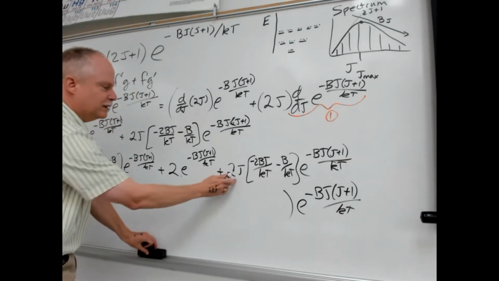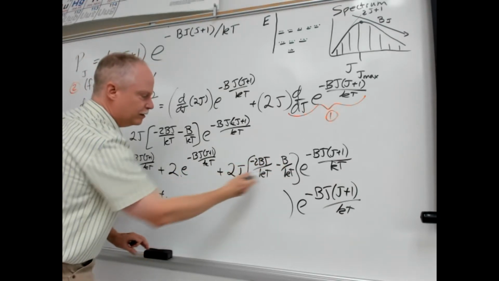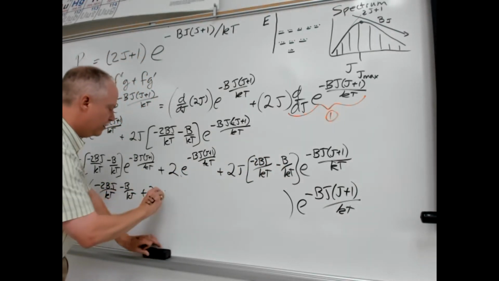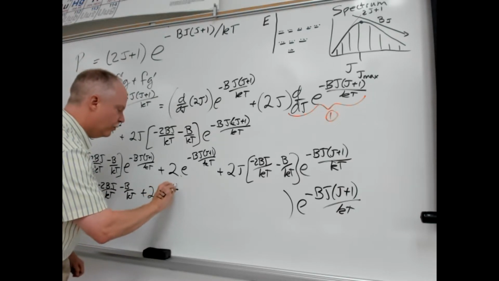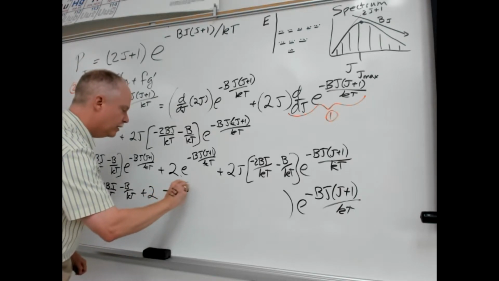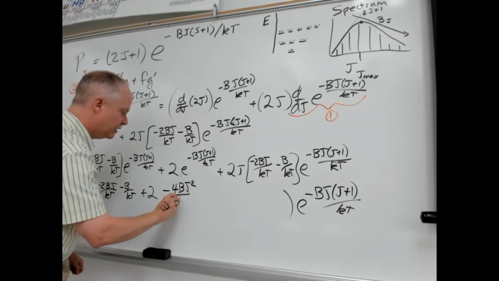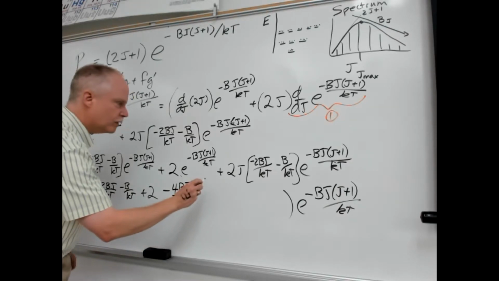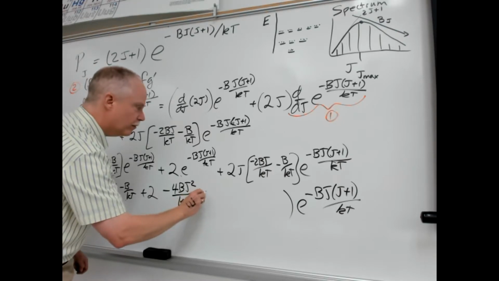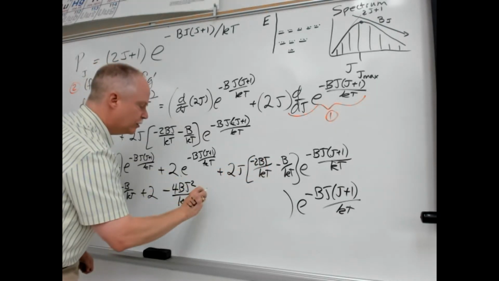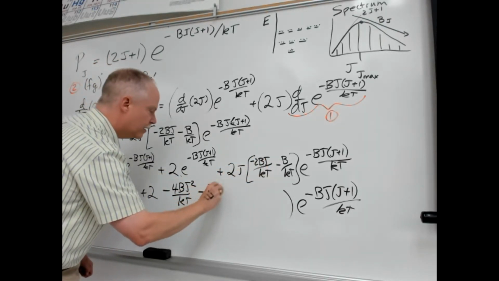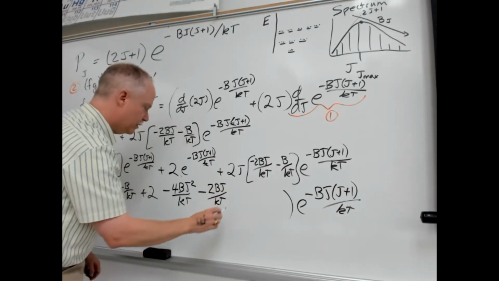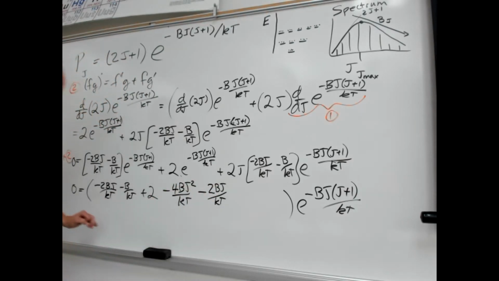I'm going to multiply this 2j through right here. So it'll be minus 4bj squared over kt. Everybody okay with that? And then minus 2bj over kt. And I think that's it.